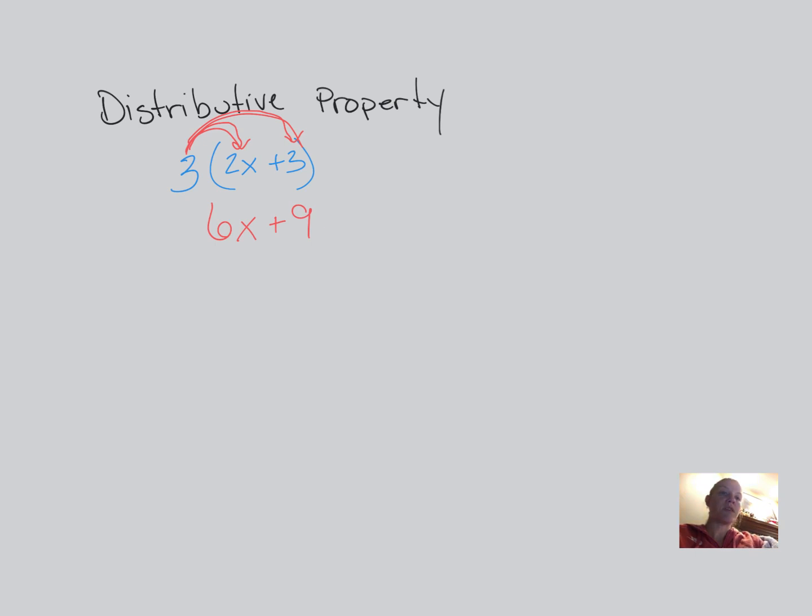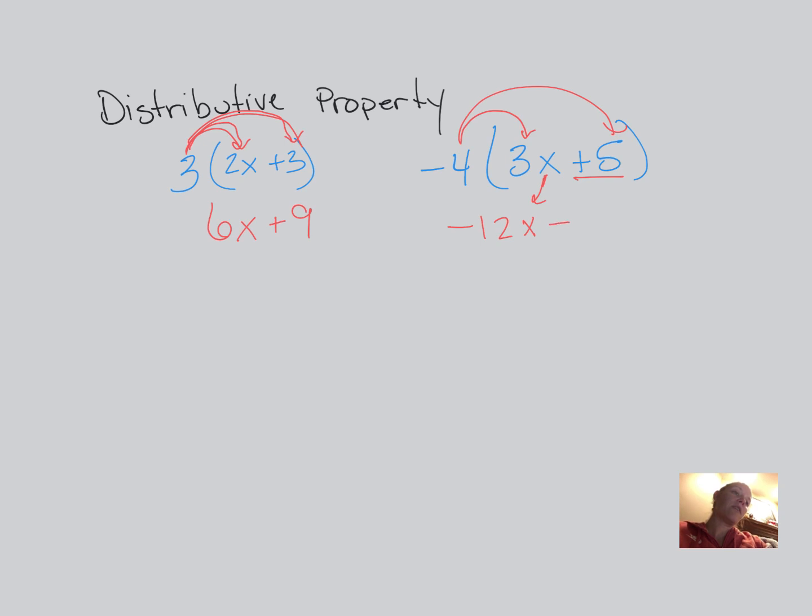We can look at another example that might have a negative involved in it. Maybe negative 4 on the outside, and then we can do 3x plus 5. So in this case, I'm taking negative 4 times 3x. Negative 4 times 3 is negative 12. And then again, it's got that x, so don't forget to bring down that x. X stays attached to it. And then negative 4 times a positive 5 is a negative 20.